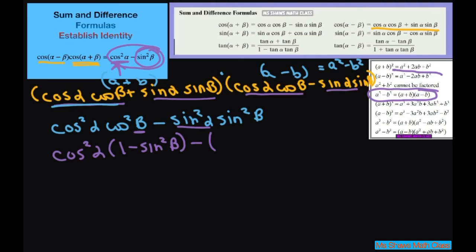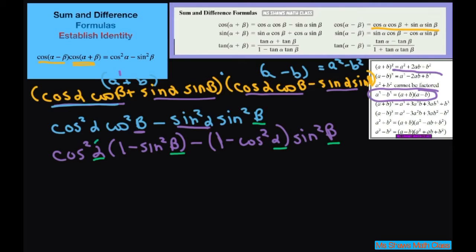But our alphas should be cosine. So write this as 1 minus cosine squared alpha times sine squared beta. So now you notice my betas here are with sine squared. My alphas are with cosine squared. So now let's distribute and see what we get.